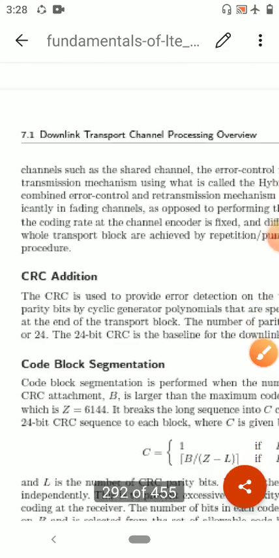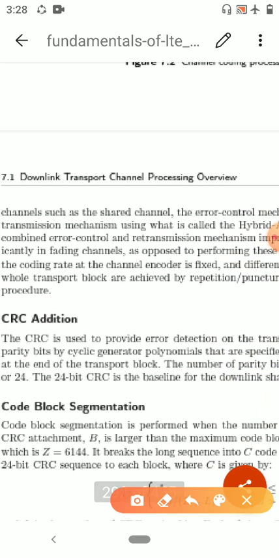Next, CRC addition. It generates parity bits by cyclic generator polynomials, which are then added at the end of the transport block. The number of parity bits can take the value of 8, 16 or 24. The 24-bit cyclic is the baseline for the downlink shared channel.